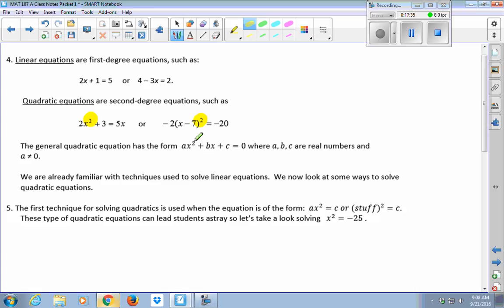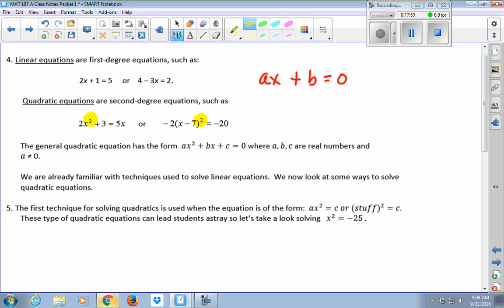Notice it looks very similar to our linear equation. The general form of our linear equation looks like this. Notice we only had to use 2 letters, an A and a B, because we only have 2 terms. Once we get to the quadratic, we have to use an A, B, and C.